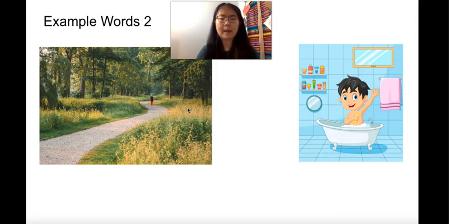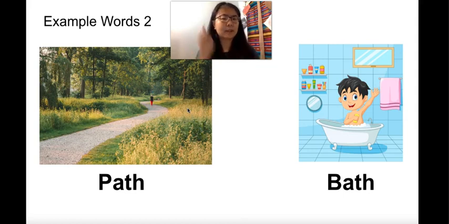Path, bath. Path, bath. Do you hear the difference?